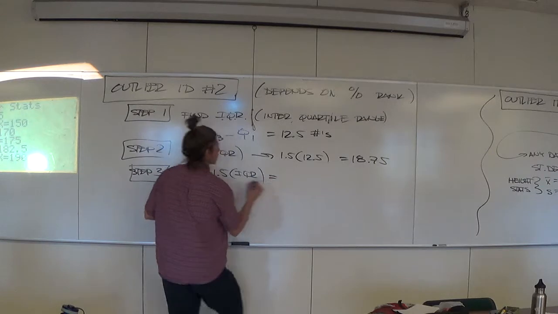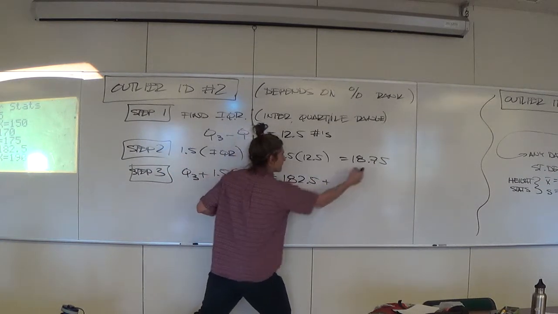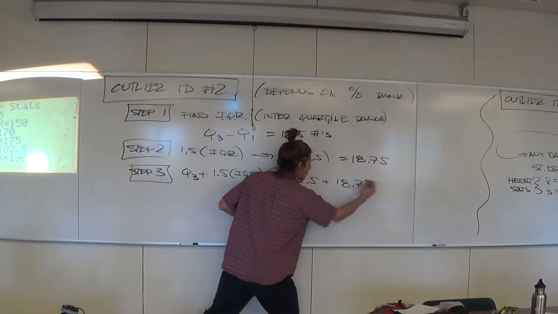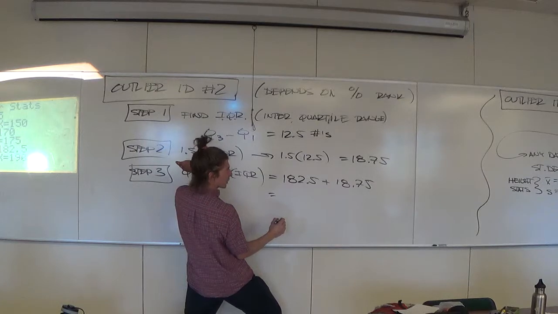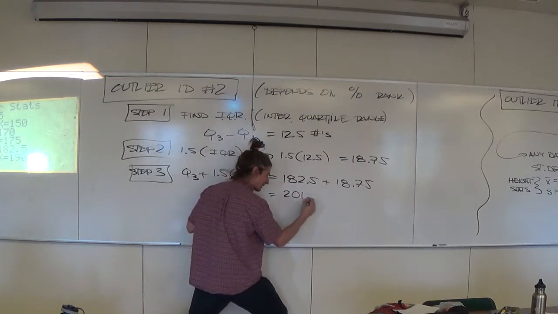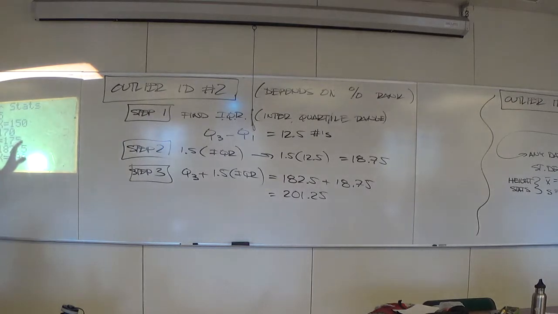So your high fence is going to be Q3, which was 182.5, plus this number, which ends up being, if I do my math right, 201.25. Did I do that right? I think I did. Carry the 1. Check my math if you would. Yeah, thank you, David. I don't trust my arithmetic, you shouldn't either.